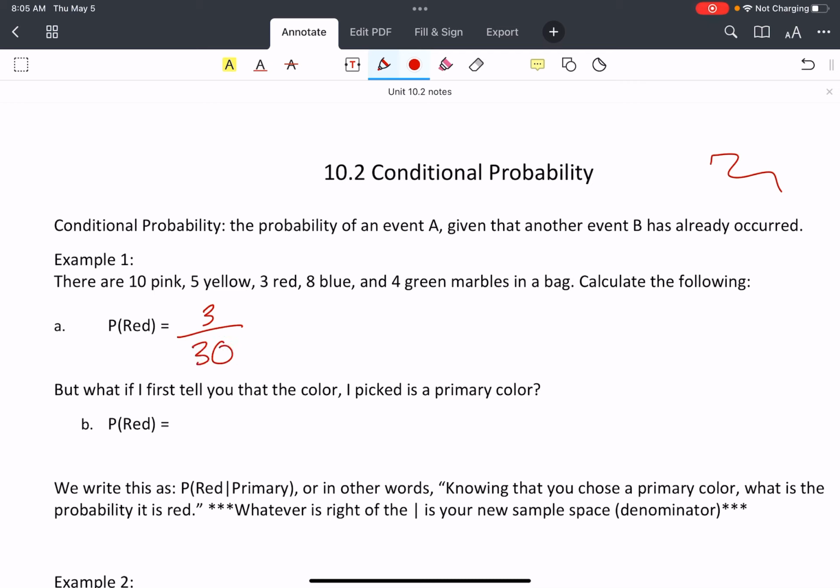So there was 30 of them. You gotta add them all up. And there's about a 10% chance, okay?